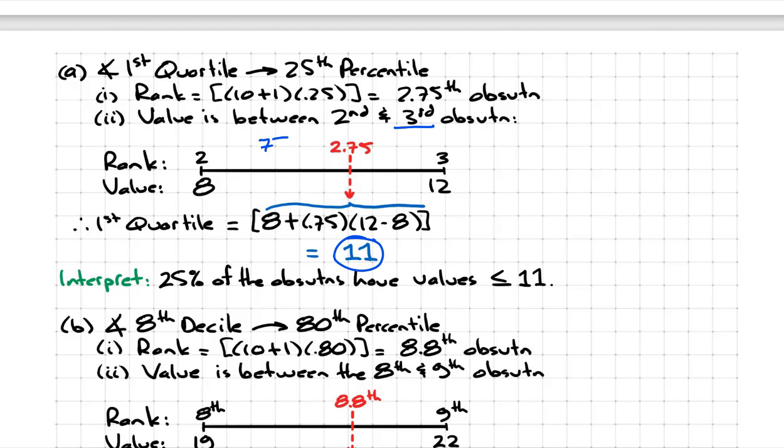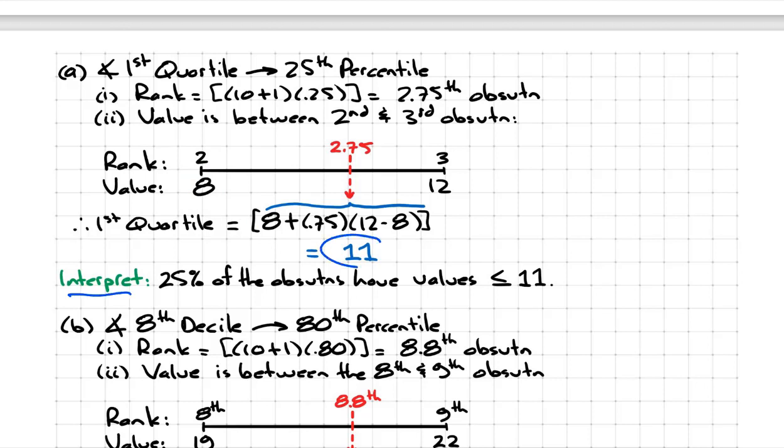And you can see how that fits into the framework, right? The second observation has a value of 8. The 2.75 has 11, and the third one has 12. So you can see the progression from each of these data points. And that's your answer, ladies and gentlemen.